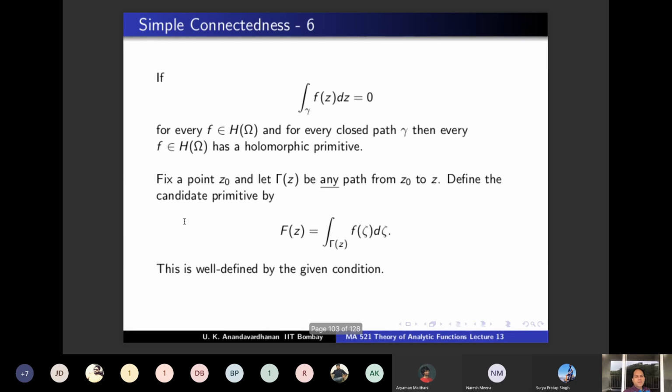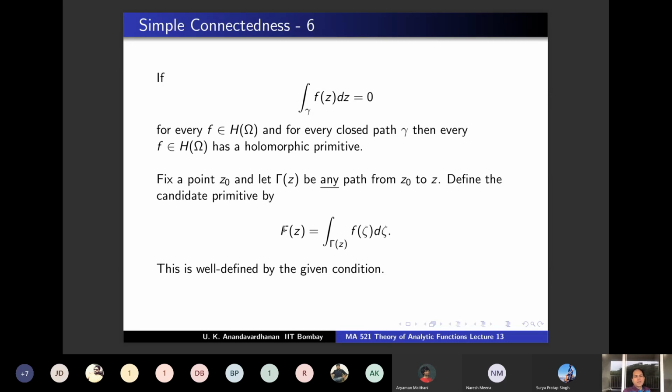Note that this is well defined. Why is this well defined? It is well defined because of this condition. If you have one path from z0 to z and another path from z0 to z, joining these two paths you get a closed path. Go this way and come back in the opposite direction via the other path, and on that the integral is 0, meaning that this is well defined. So well-definedness is exactly this condition.